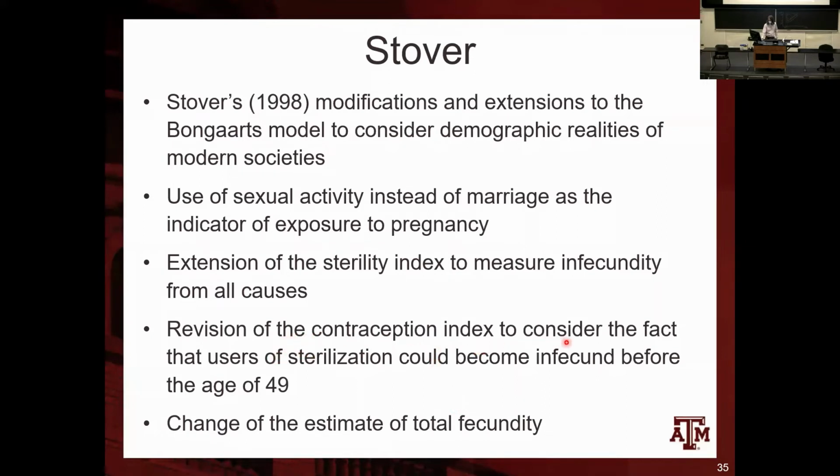Revision of the contraceptive index to consider the fact that users of sterilization could become infecund before the age of 49. If we use condoms or pills, it's a temporary use of the contraceptive. But if men or women get sterilized, that's a permanent method of contraception. So those people can become infecund permanently, voluntarily, before the age of 49, right? So distinctions between the use of contraception are important if you have temporary or permanent contraception being used. And that will change the estimate of total fecundity, right?